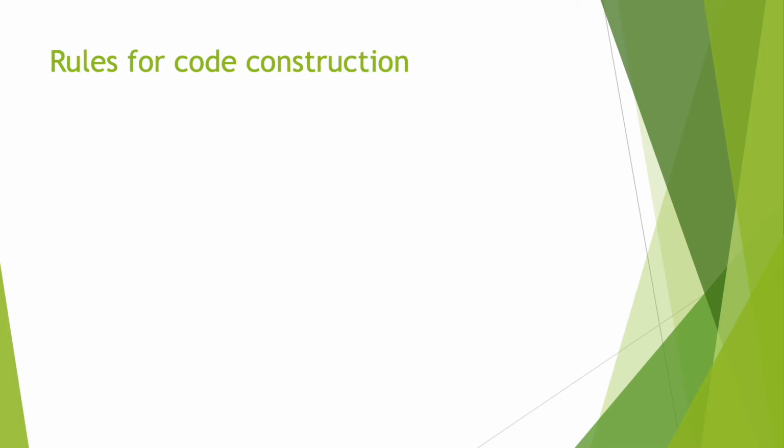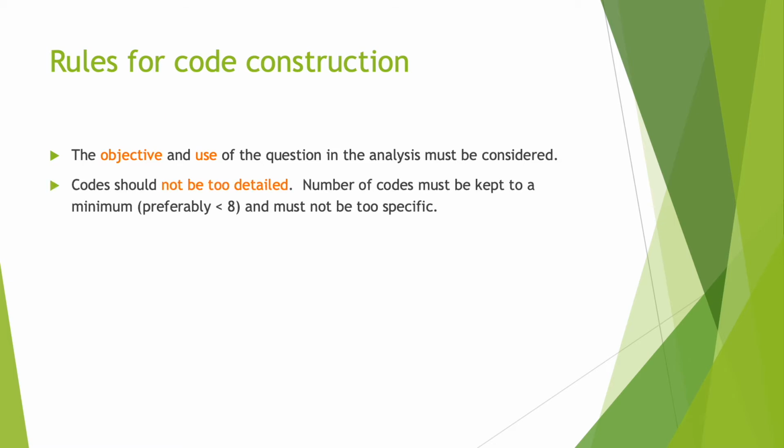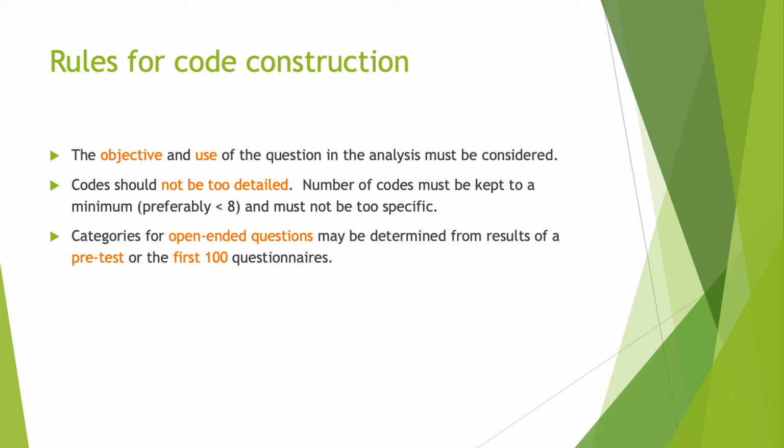There are general rules that are followed when constructing codes. First, the research objectives and the use of the question in the analysis must be considered. Next, the codes should not be too detailed. For that matter, the number of codes must be kept to a minimum, preferably less than 8, and must not be too specific.